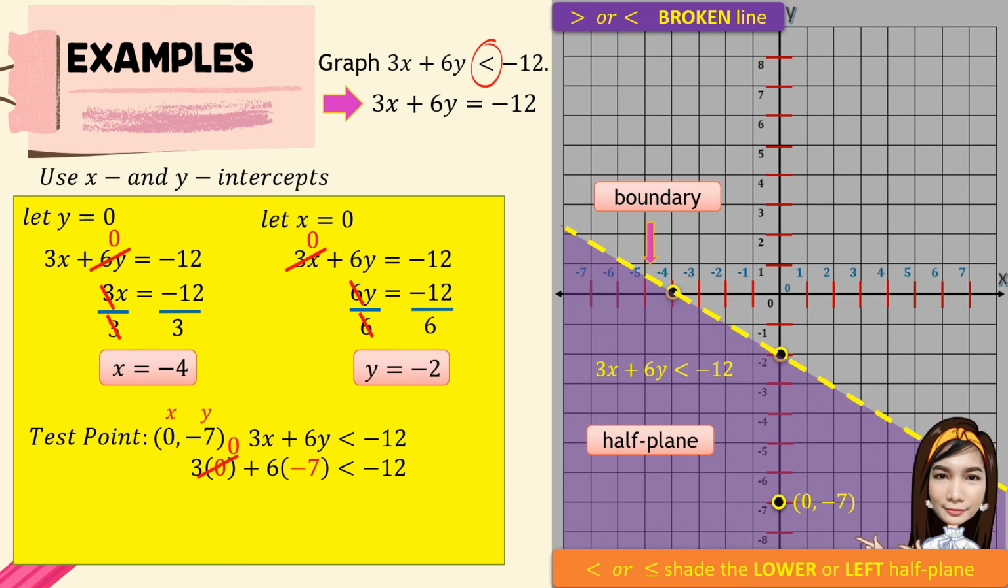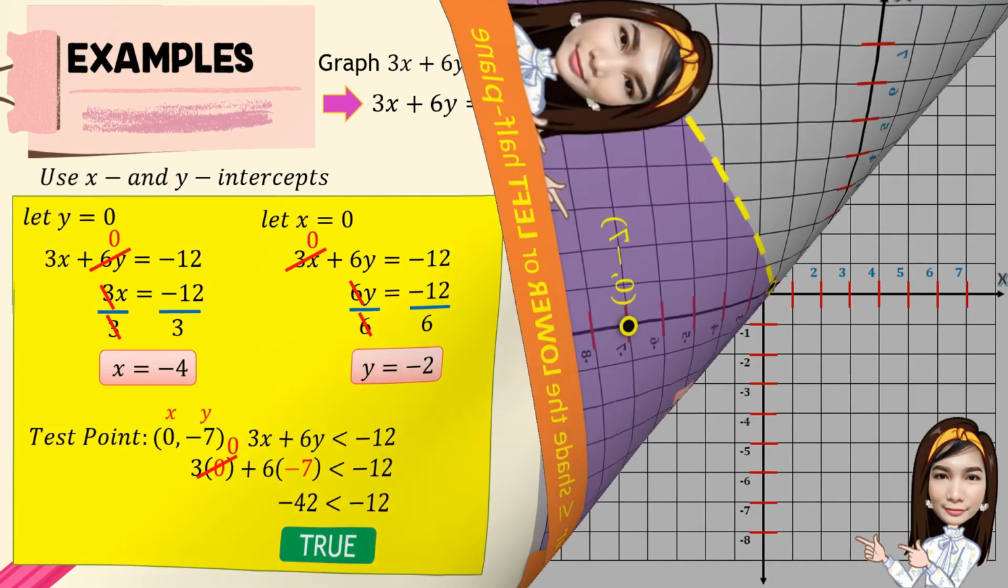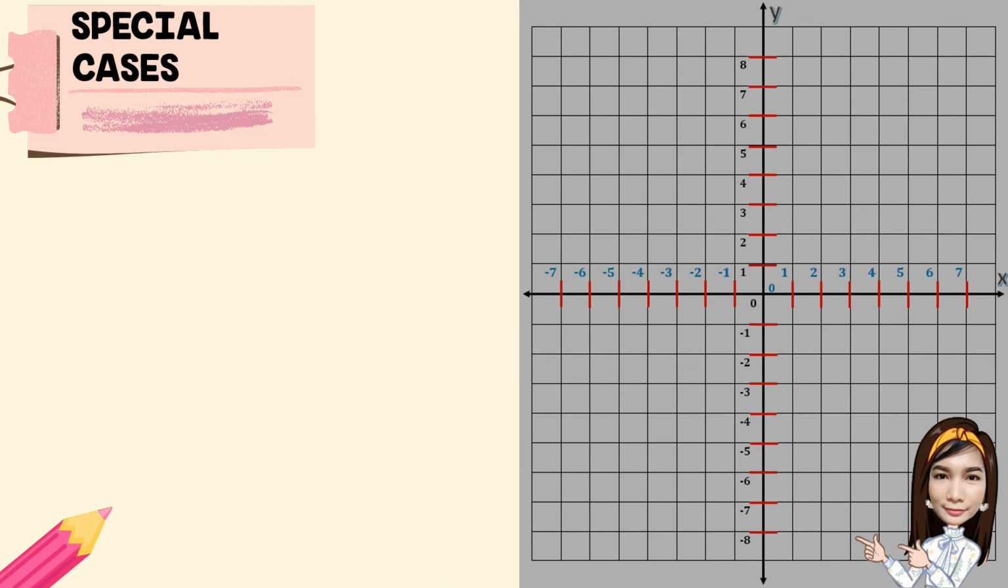So 3 times 0 is equal to 0. 6 times negative 7 is negative 42 is less than negative 12. And that is considered a true statement. Therefore, the graph is correct. Now let's proceed on the special cases.